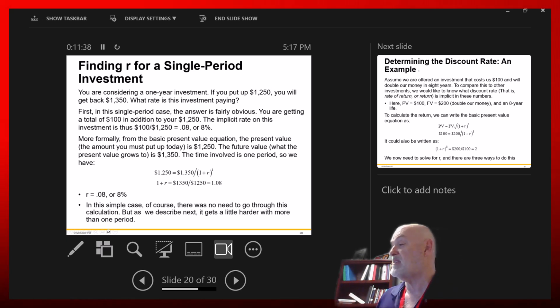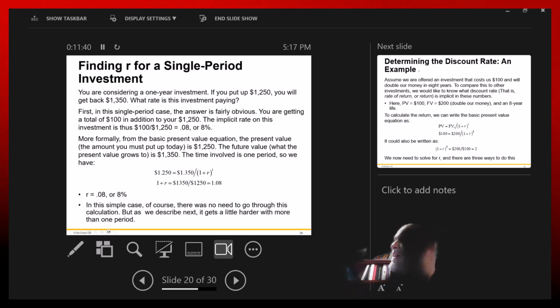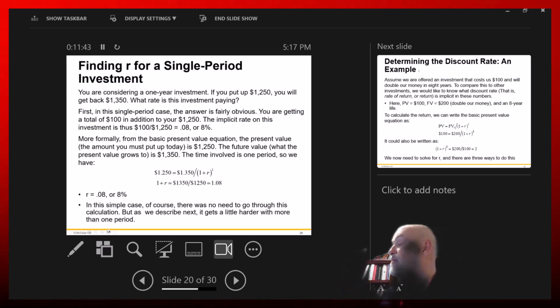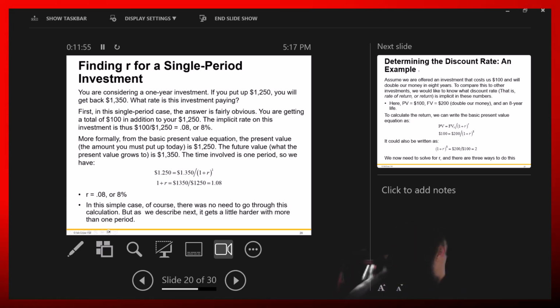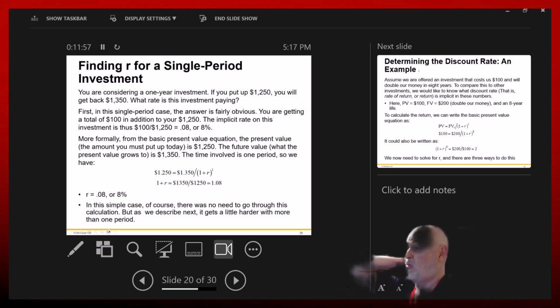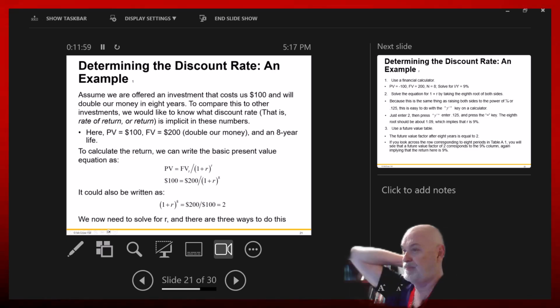More formally, from the basic present value equation, the present value is $12.50. The future value is $13.50. The time involved is 1 period. So we have this formula, and it works out to 8%. In this simple case, of course, there was no need to go through this calculation. But as we describe next, it gets a little harder with more than 1 period.